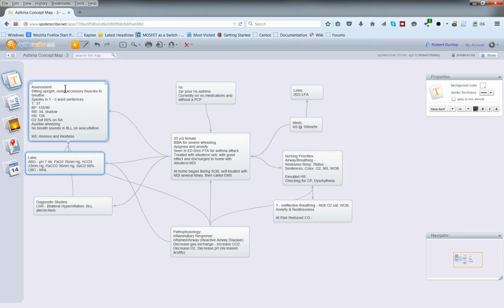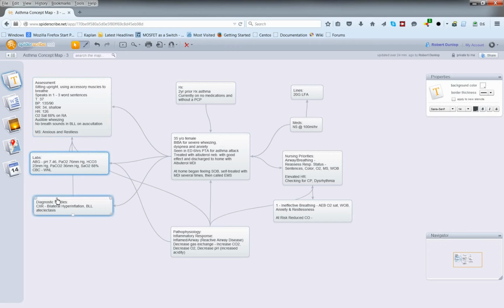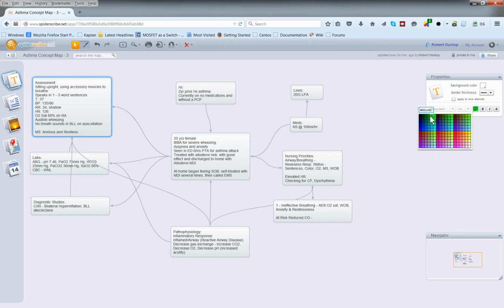However, one of the things that's kind of nice about this tool that can be kind of handy, let's say I'm going to put all the assessment and diagnostic. I want to make it stand out a little more. So one thing I can do is I'll highlight that, and I can go over here and say, I want all my assessment data to be green.